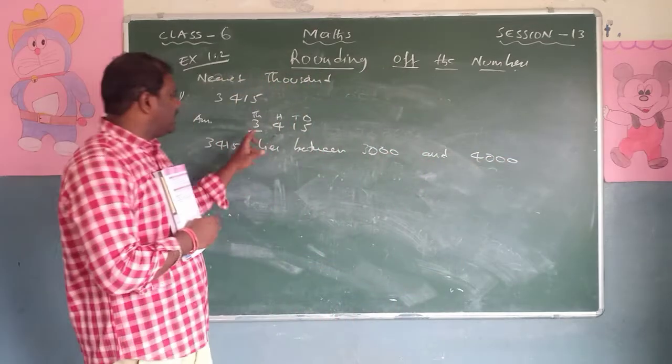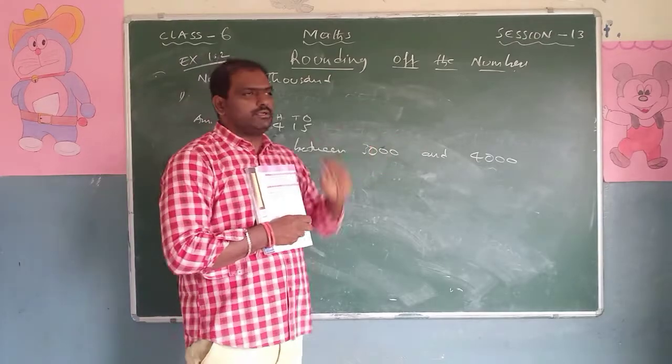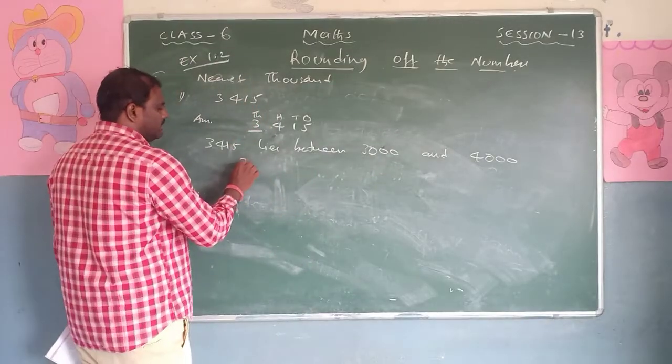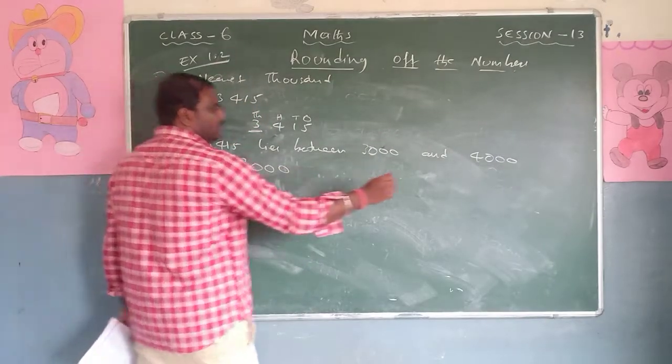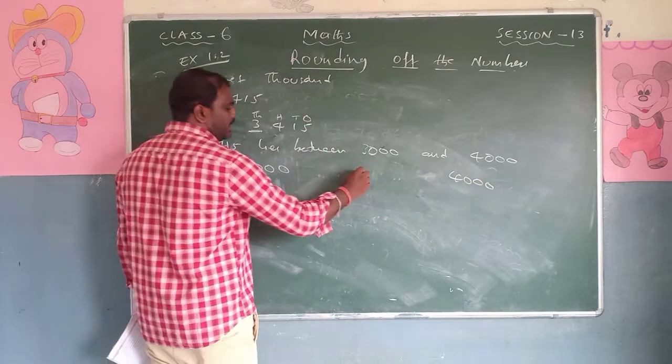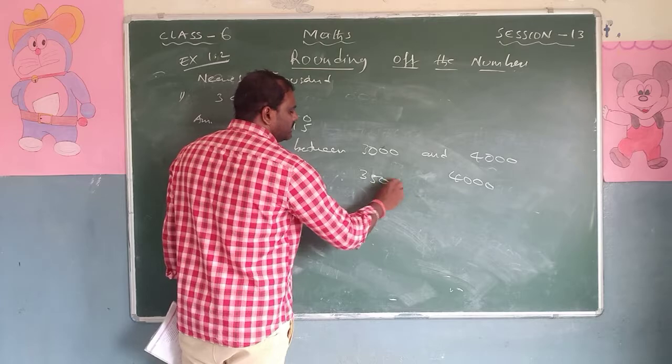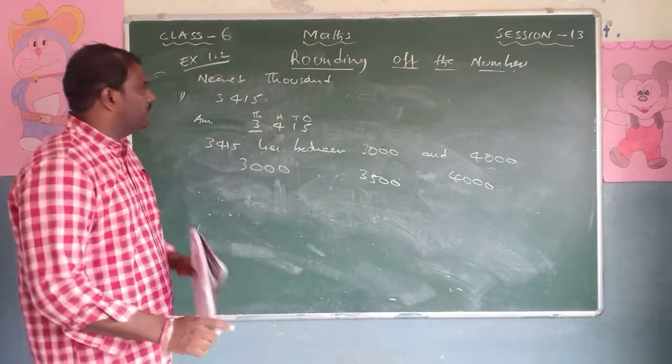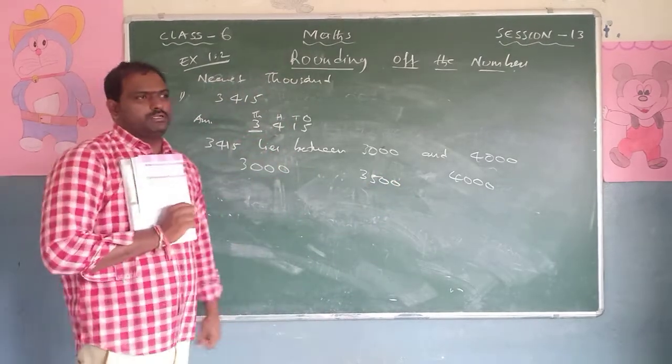Simple. ఈ నెంబర్ రాయాలి, zeros పెట్టాలి, తర్వాత కొలెక్షన్ రాయాలి. After this we have to write 3000 and 4000. తర్వాత ఏం చేయాలి? మిడిల్ లో ఉన్న నెంబర్ రాయాలి. మిడిల్ లో ఉన్న నెంబర్ ఎంత తెలుసా? 3500. ఇప్పుడు మనకు కావాల్సిన నెంబర్ చూడండి.